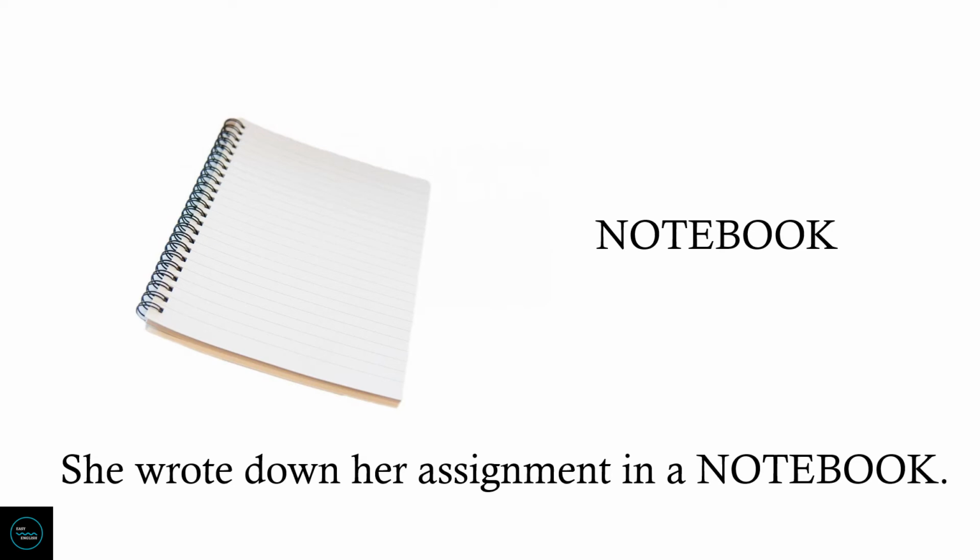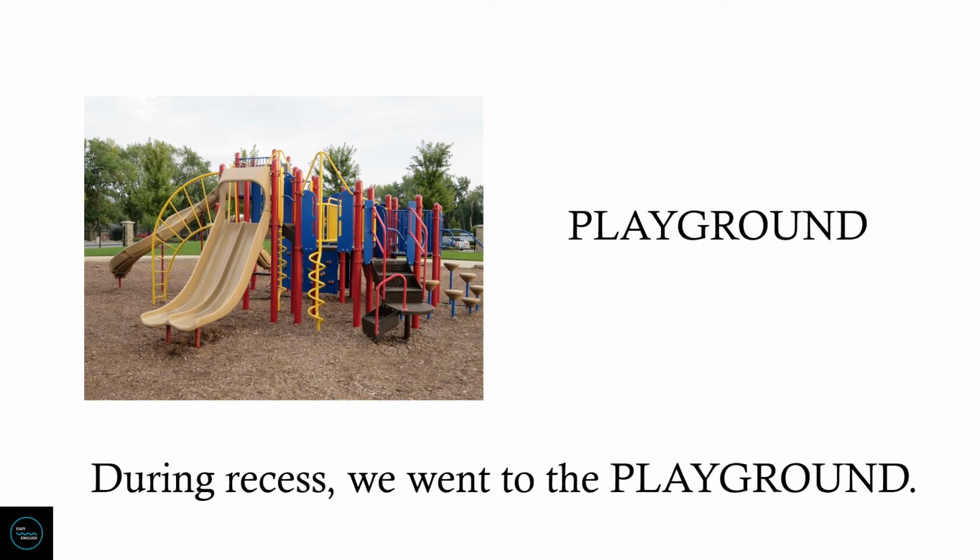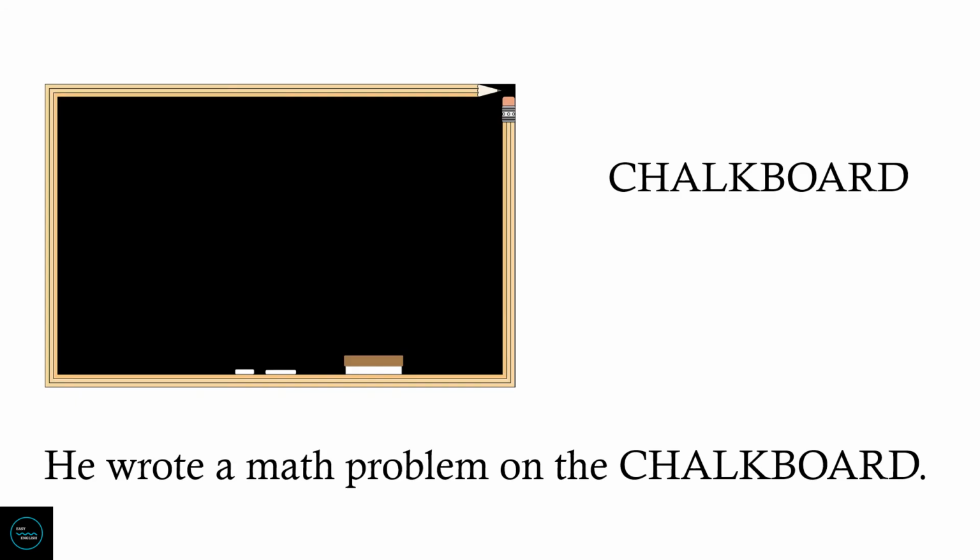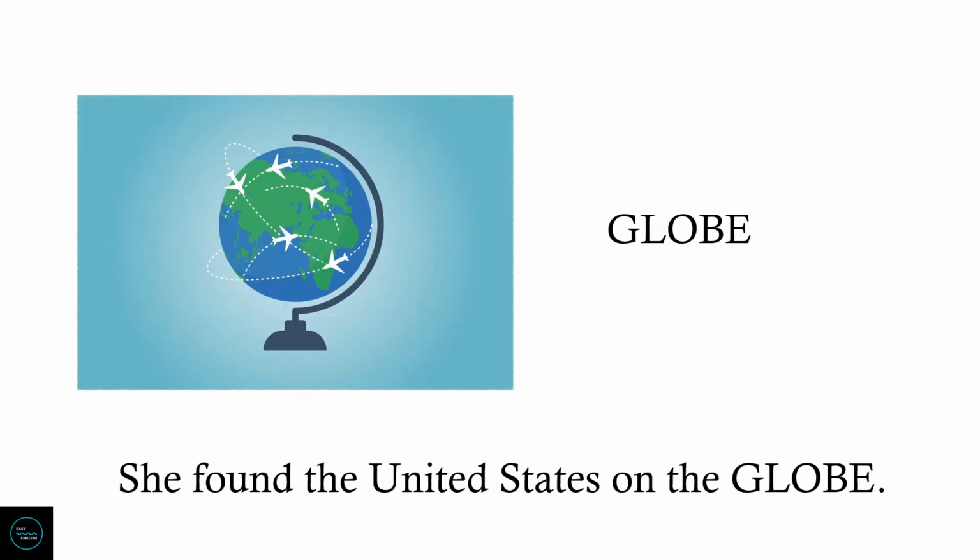She wrote down her assignment in a notebook. Notebook. During recess, we went to the playground. Playground. He wrote a math problem on the chalkboard. Chalkboard. She found the United States on the globe. Globe.